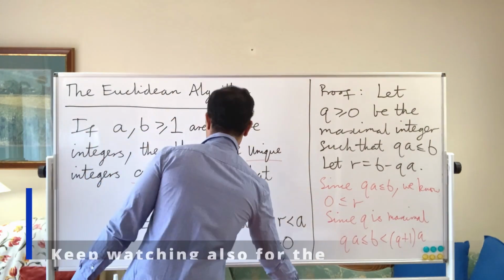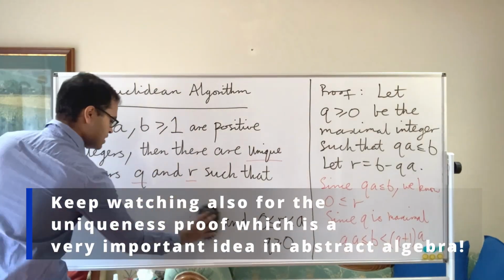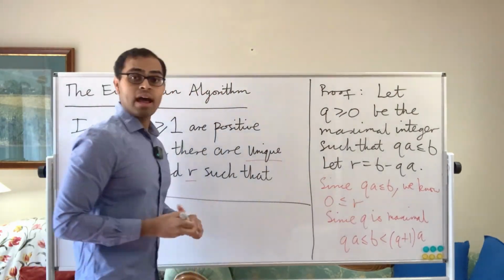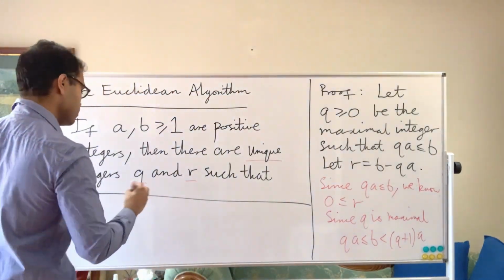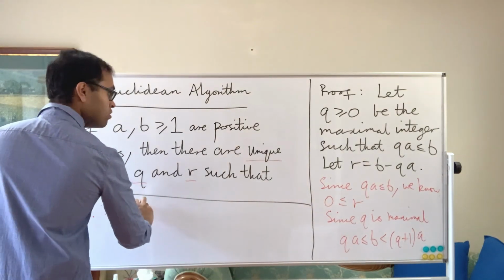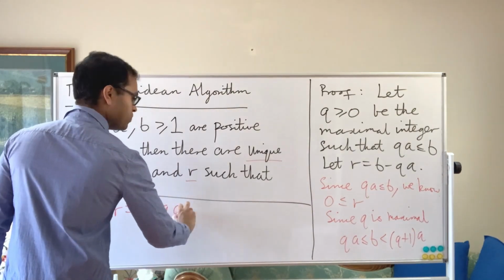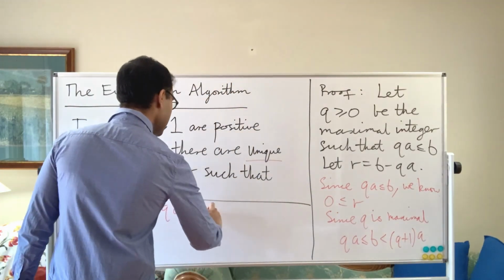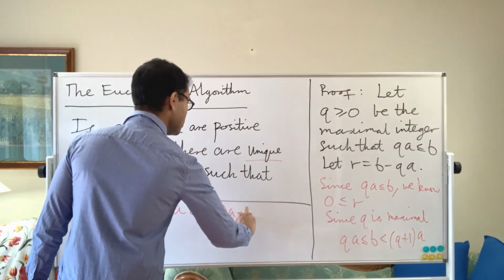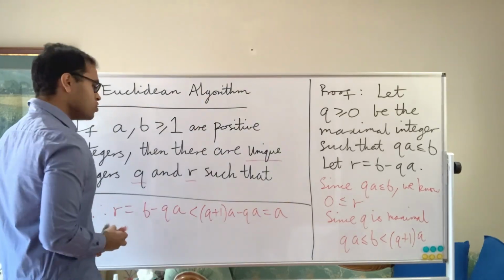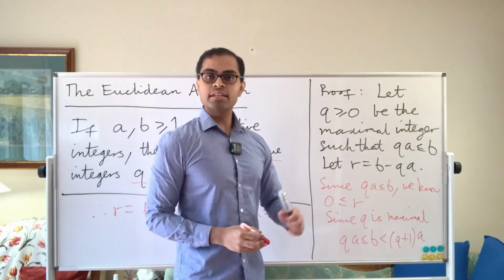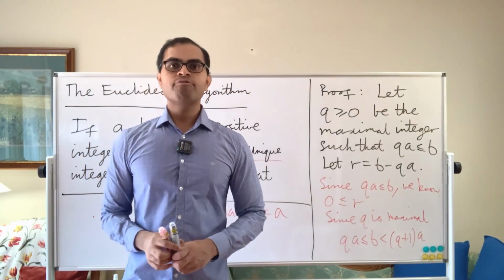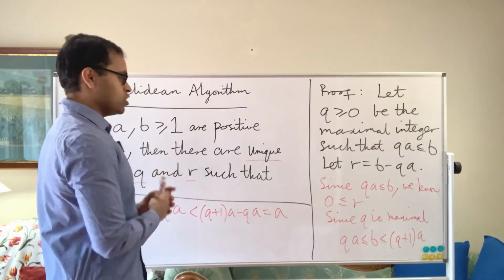I'm just going to erase this. We can write that r is equal to b minus qa. Since b is less than q plus 1 times a, this is less than q plus 1 times a minus qa, which is equal to a. So we have concluded that r is at least 0 and r is less than a. Therefore, we have shown the property that we wanted to show.